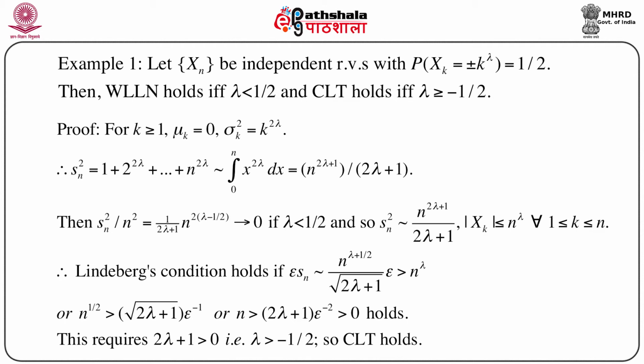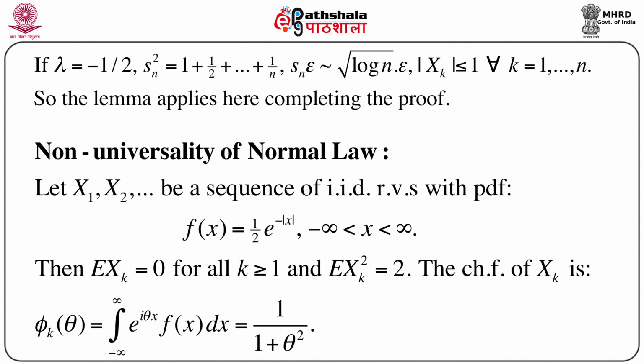So we will consider the case when lambda equals minus half separately, although it is very easy. If lambda equals minus half, then Sn square equals 1 plus 1 by 2 plus up to 1 by n. That means Sn into epsilon equals square root of log n into epsilon. And we also know that modulus of Xk is bounded for k equals 1 to n. So the lemma applies here again, and that actually completes the proof.